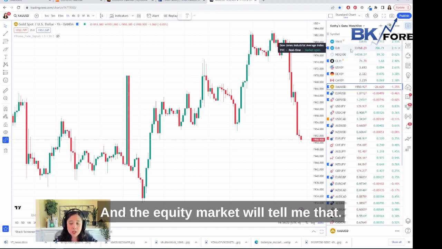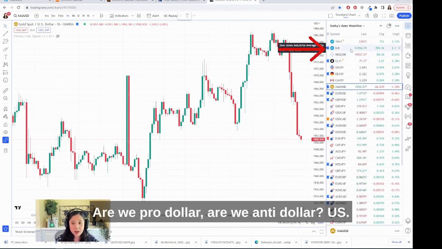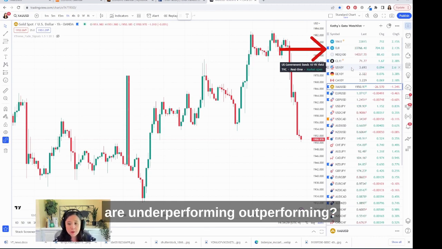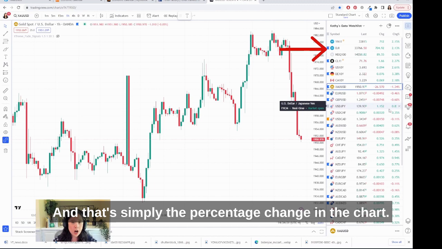and the equity market will tell me that. Are we pro-dollar? Are we anti-dollar? U.S. Treasury yields will tell me that. And then which currencies are underperforming, outperforming, and that's simply the percentage change in the chart.